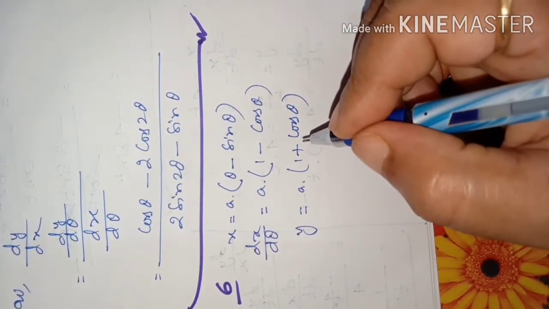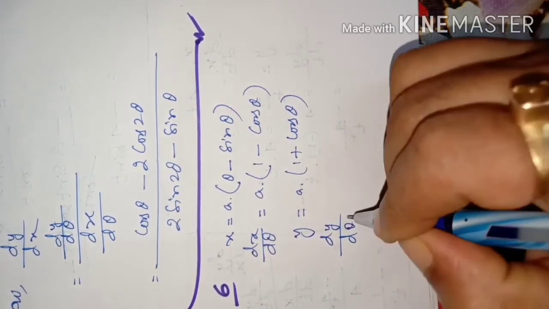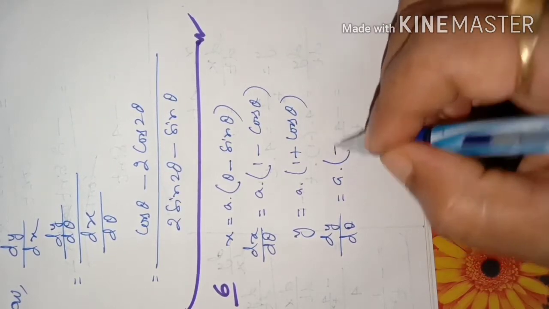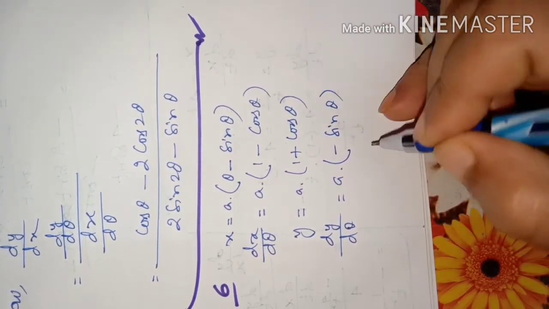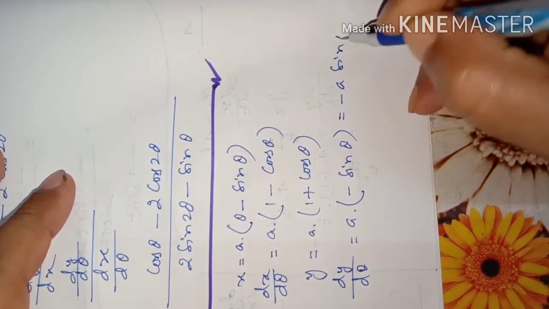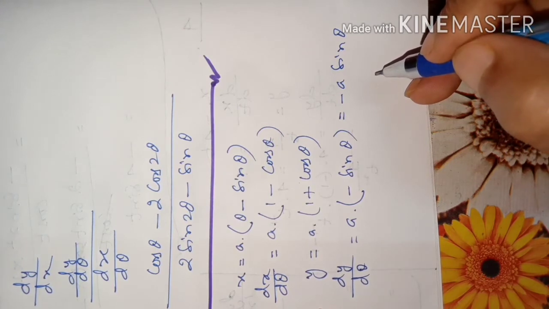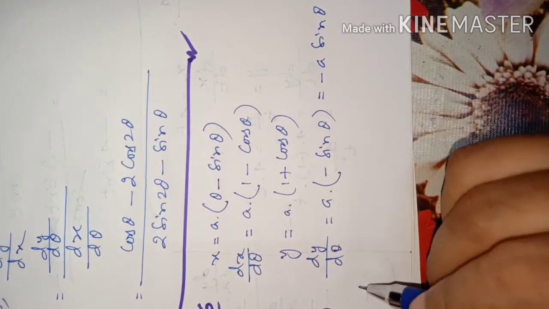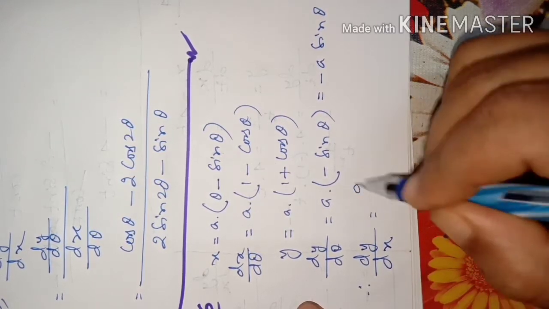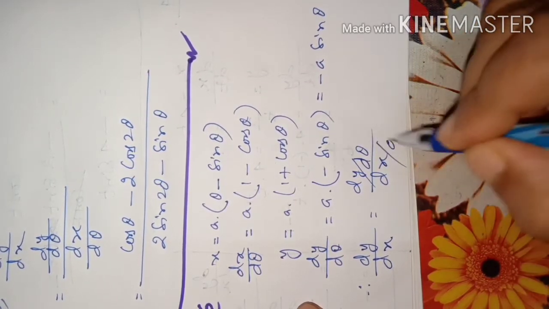1 plus cos theta. Therefore, dy by d theta will be equal to a into, 1's derivative is 0, cos theta is minus sin theta. So the result is minus a sin theta. Therefore, dy by d theta divided by dx by d theta, we find out. Therefore, dy by dx is equal to dy by d theta divided by dx by d theta.